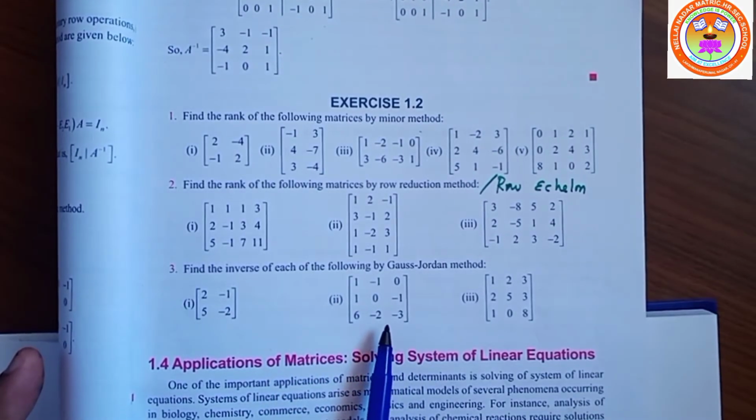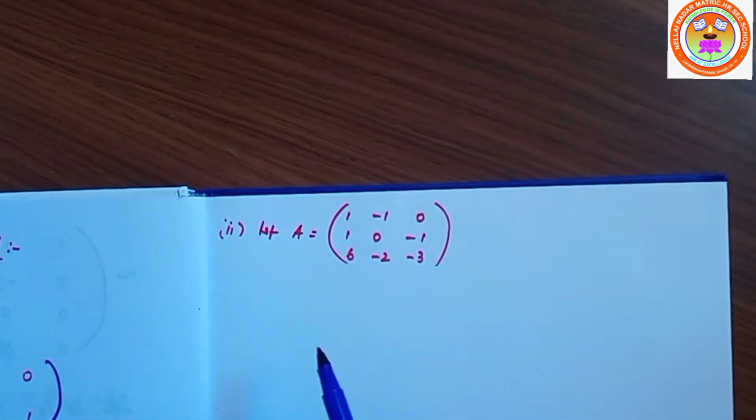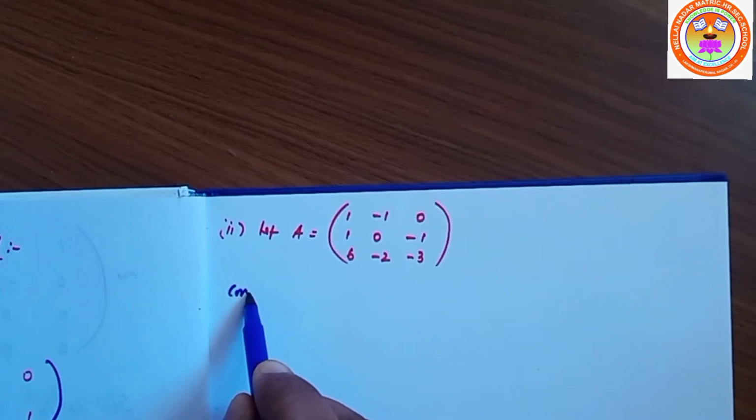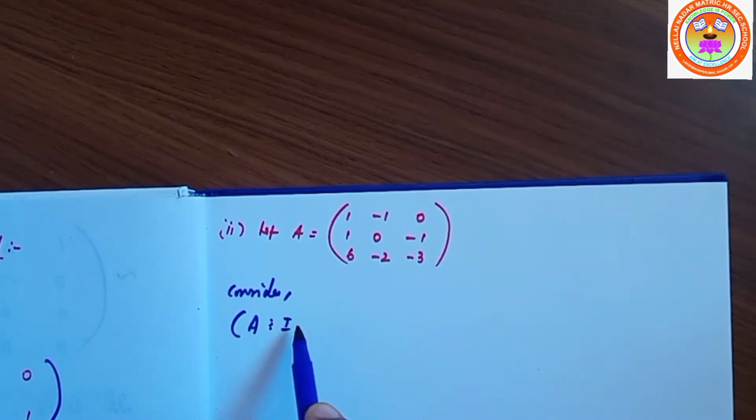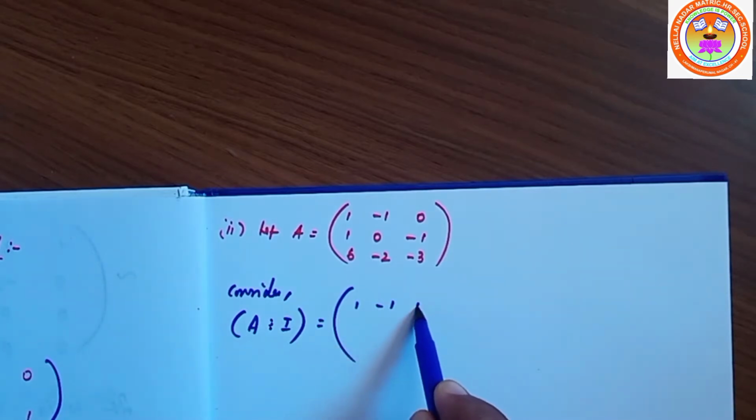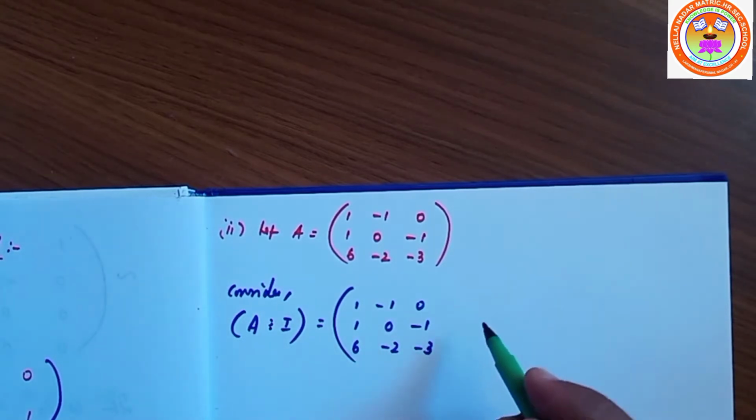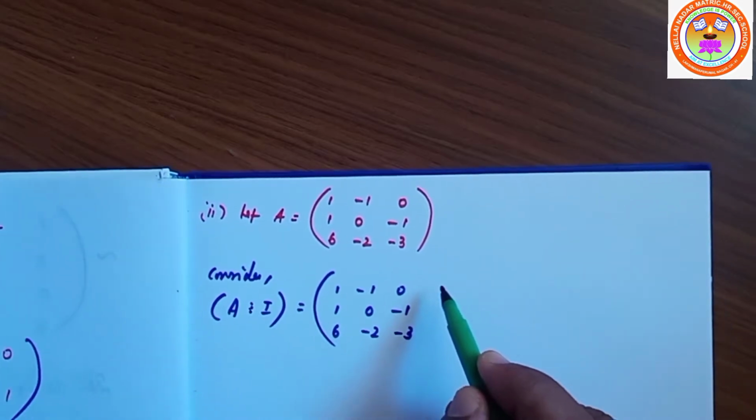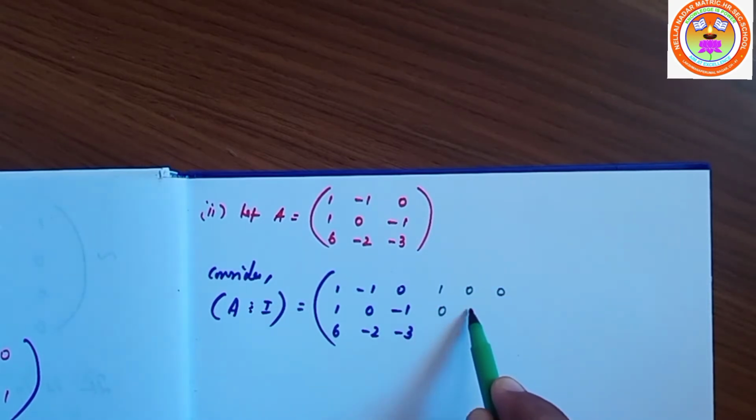Subdivision number 2, here it is a 3 by 3 matrix. So I consider the given matrix as A. Now as usual you have to consider A equals I. That is equal to A matrix: 1 minus 1 0, 1 0 minus 1, 6 minus 2 minus 3. Then I, you know that identity matrix of order 3, because it's a 3 by 3 matrix: 1 0 0, 0 1 0, 0 0 1.